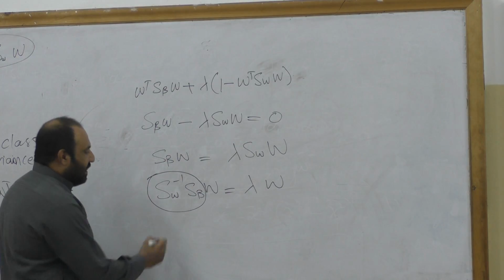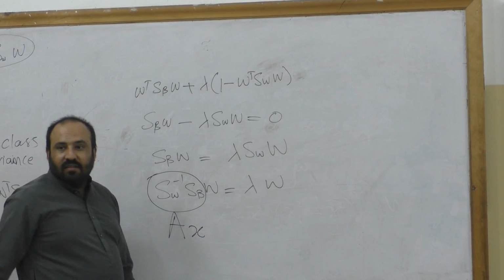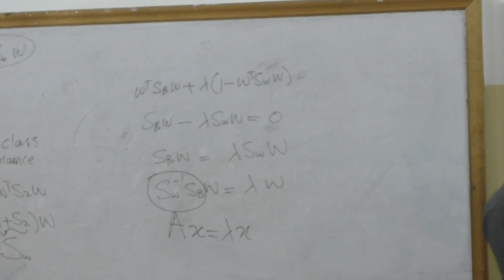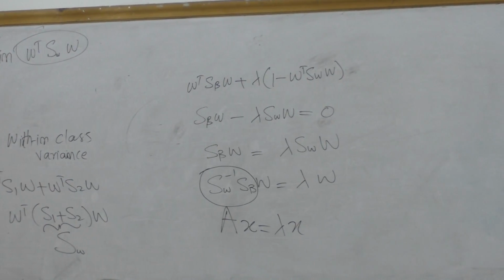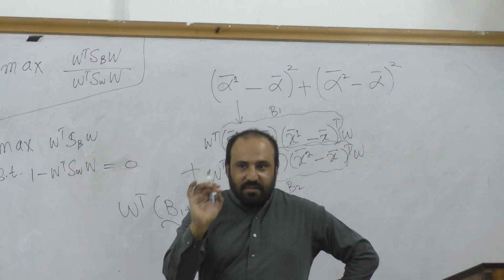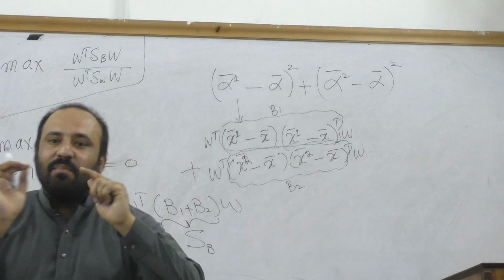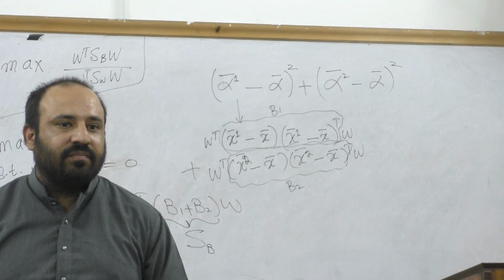If I call this matrix as A, W as X, then this is an eigenvalue problem. Yes. Find out the eigenvalues and eigenvectors of SW inverse SB. Remember, SW you have computed from the data. SB you have computed from the data. Now SW inverse multiplied by SB, you will have a matrix. Compute its eigenvalues and eigenvectors.